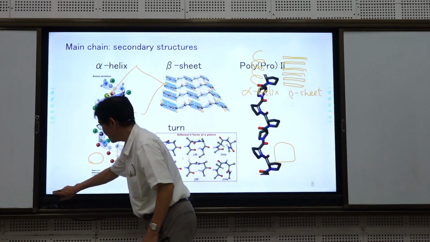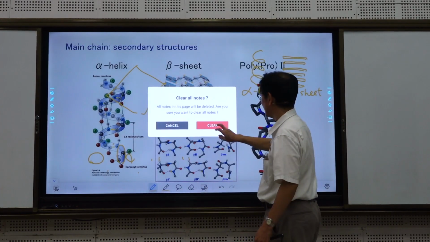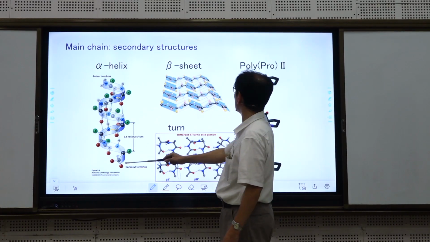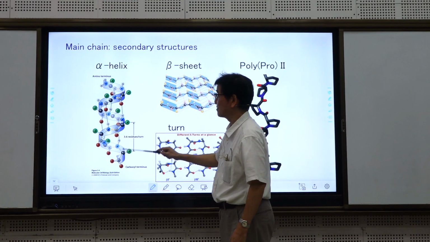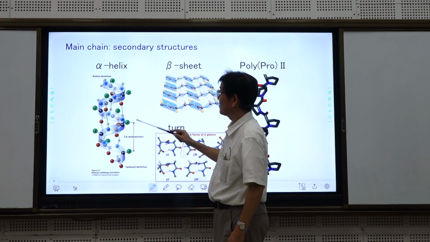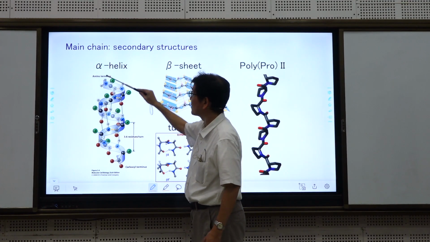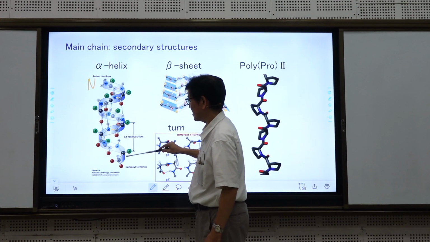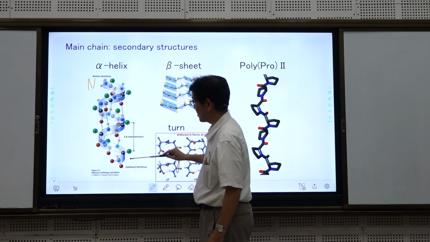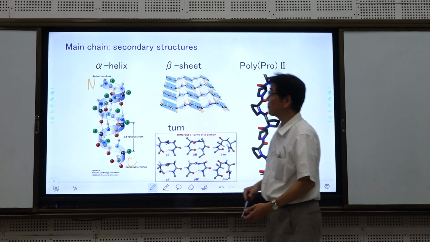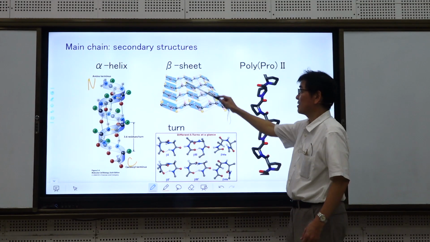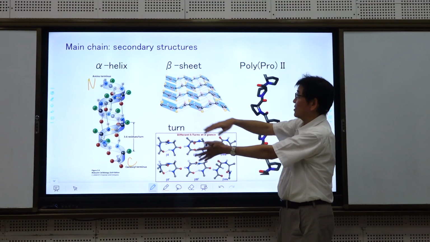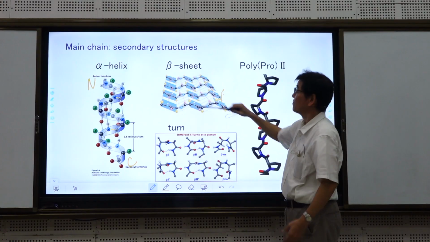This is a good picture. Sometimes a peptide chain forms an alpha helix structure. So this is the N terminal, and a helical structure is formed. This is the C terminal. Sometimes it forms a beta sheet structure, extending and stacking with each other to form a sheet.